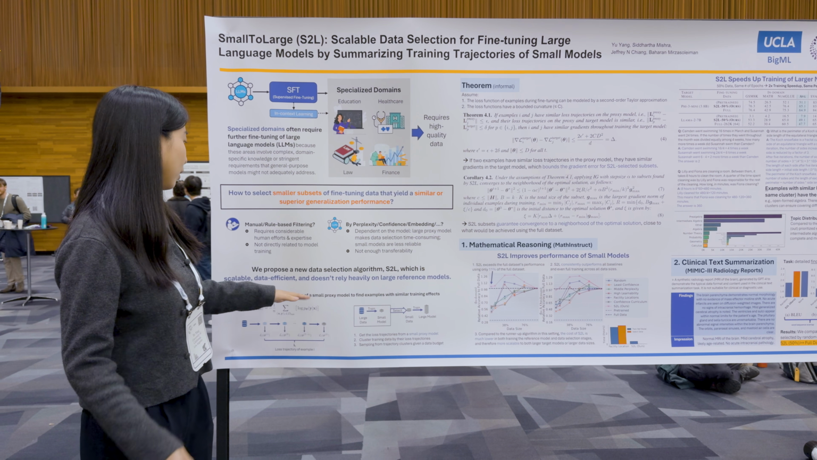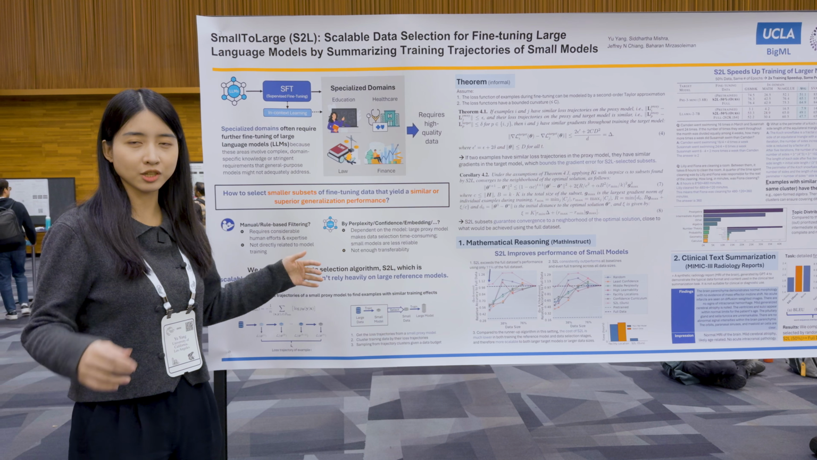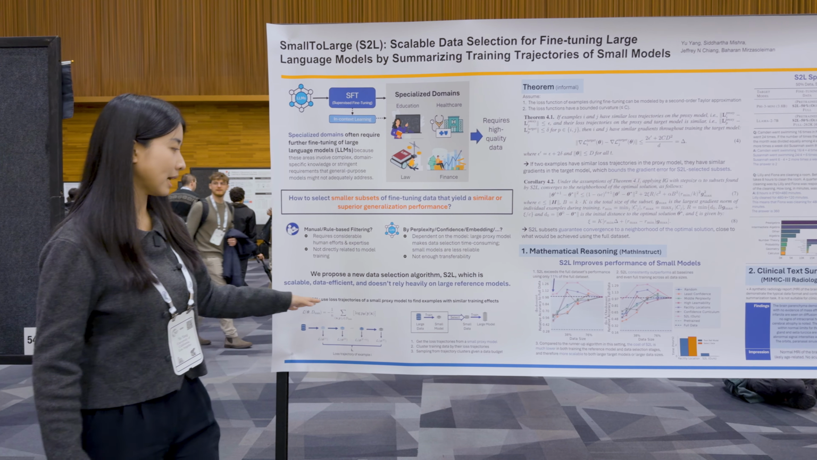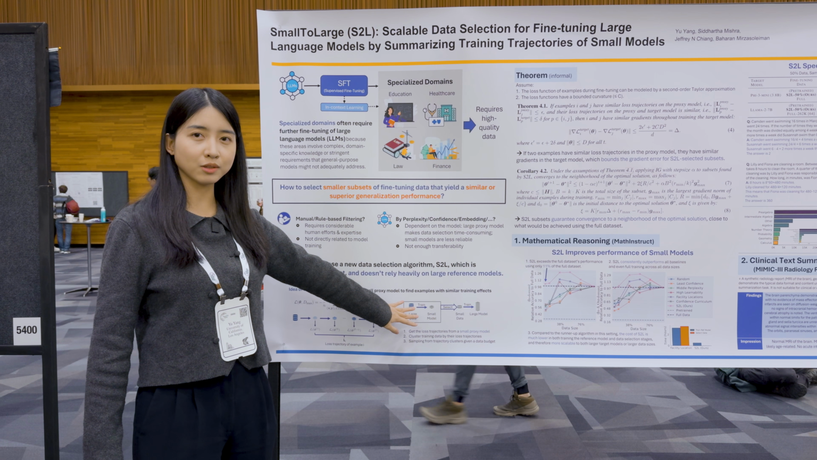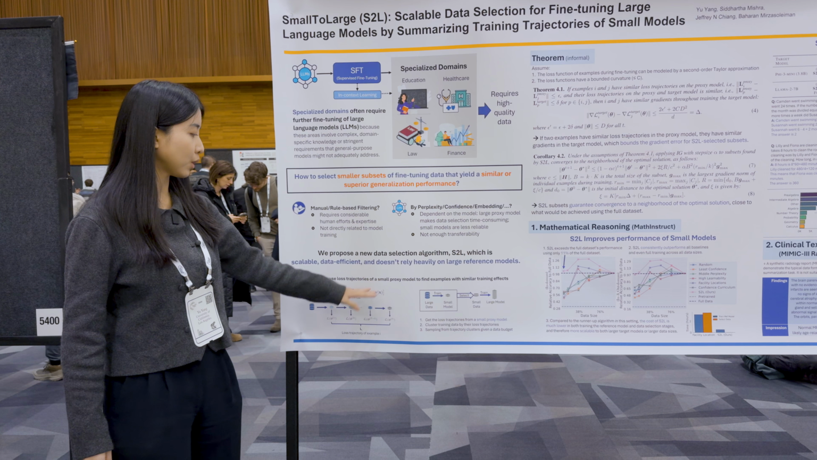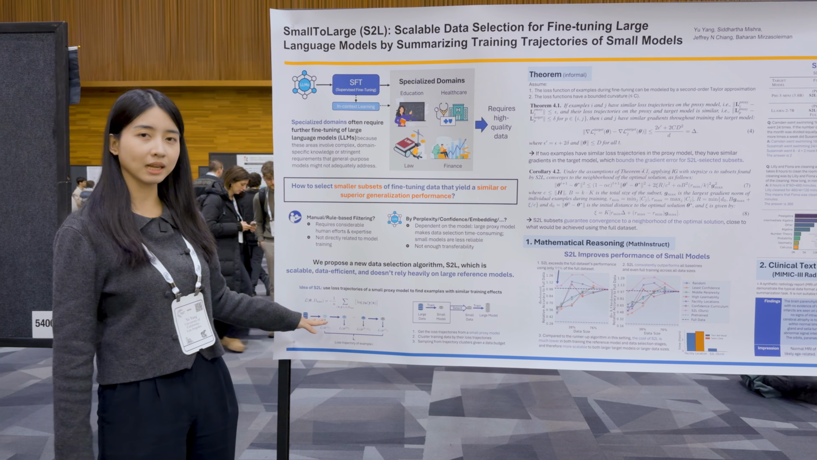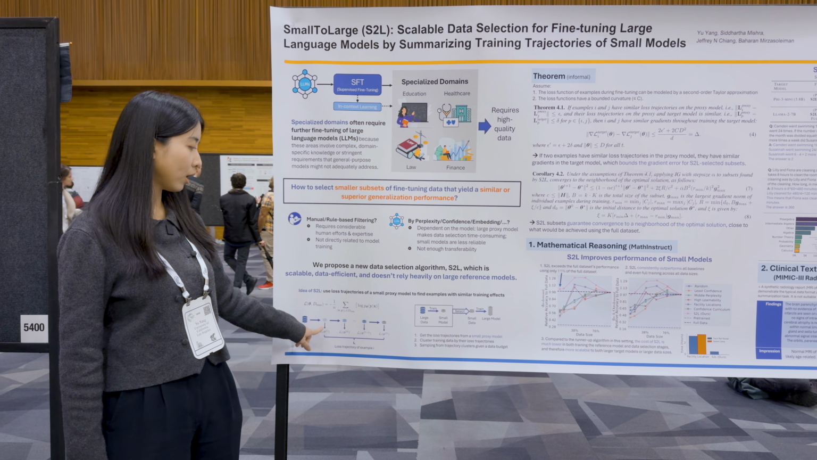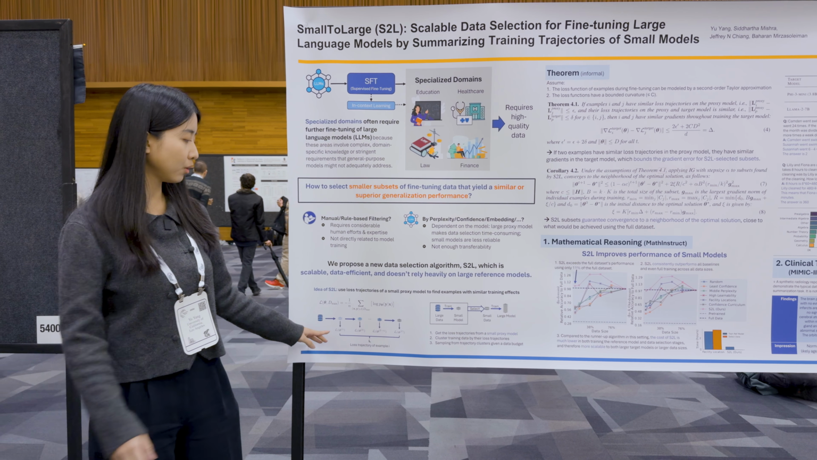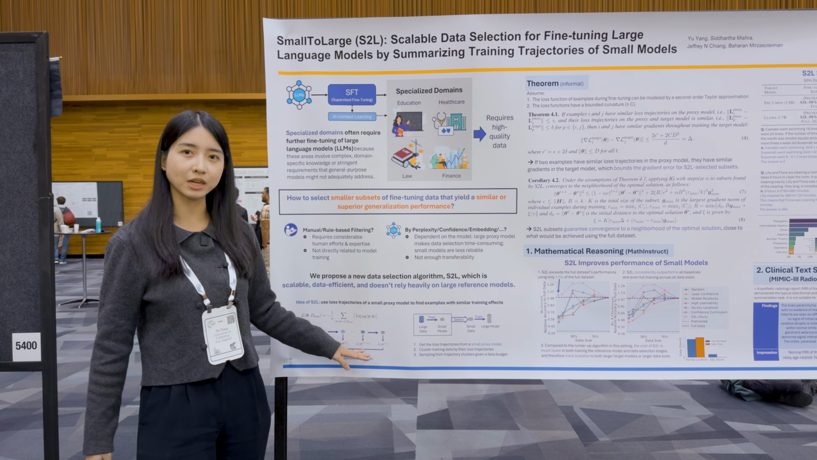So here we propose a more scalable way, and that's less reliant on the large reference or proxy model. The idea is that you can first use a small model as your proxy reference model, and then during the training, you can save several checkpoints. And for each data in your training data sets, you can record the loss with each of these checkpoints. And for each example, you will get a vector of this loss, which we call the loss trajectories.